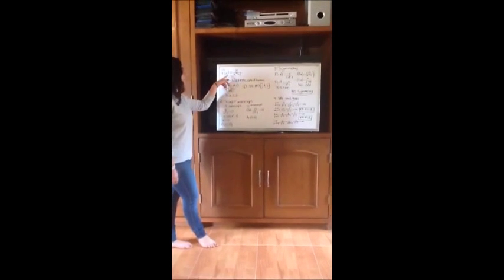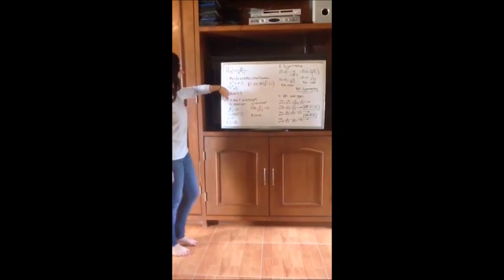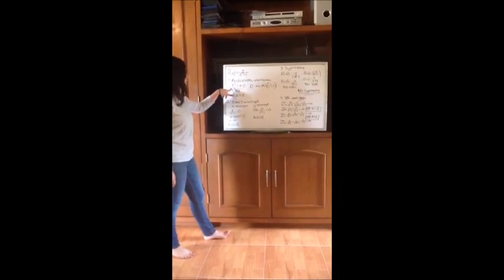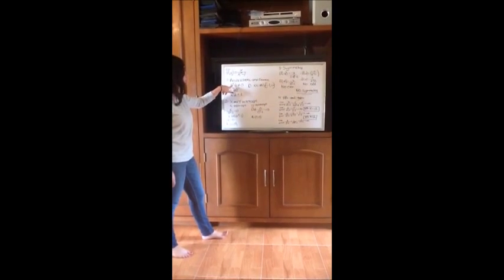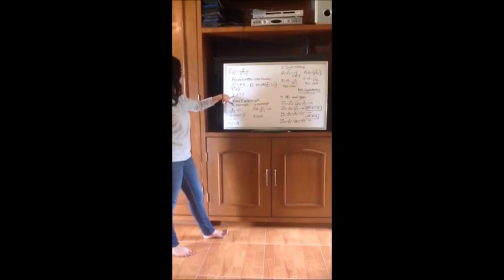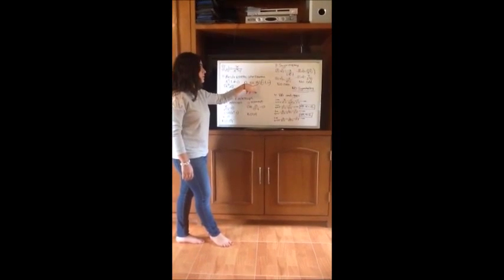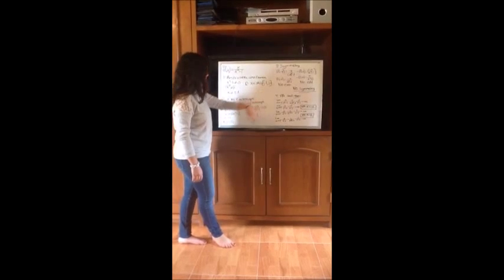Our function is f of x equals x over x squared minus 1. So our restrictions for the domain: we need x squared minus 1 to not equal 0. So we get that x cannot be minus 1 or plus 1. The domain is x belongs to all real numbers except minus 1 and 1.